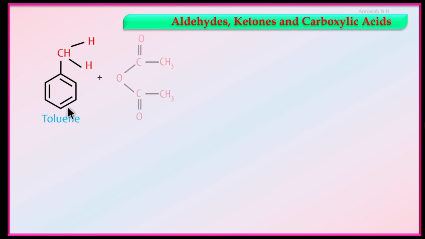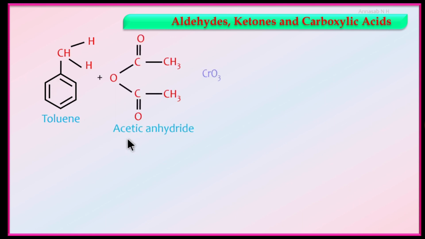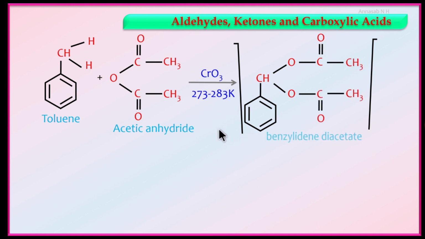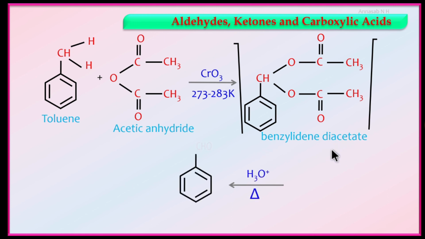Moving to the reaction, we have toluene, CH3 attached to the benzene ring, which is treated with acetic anhydride in presence of chromic oxide at the temperature 273 to 283 Kelvin, which leads to the formation of an unstable intermediate called benzalidene diacetate, which on hydrolysis in presence of H3O plus leads to the formation of benzaldehyde.